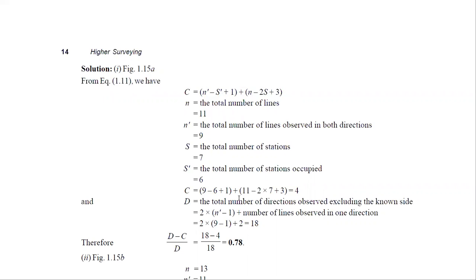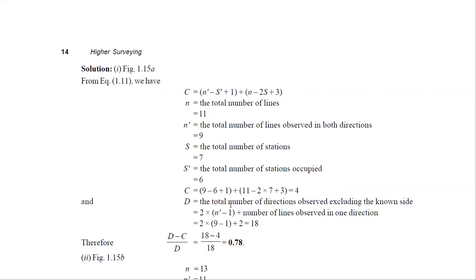Okay, plus n, that is 11, minus 2s, that is 7, we'll put here, plus 3, that is equation, we'll get 4. Okay, now we have the value of C as 4. So we'll find D. How are we going to find that?